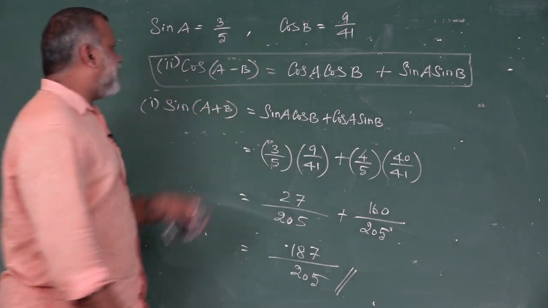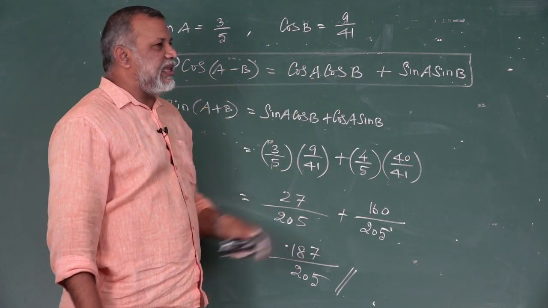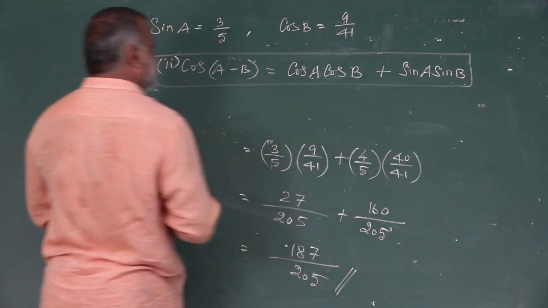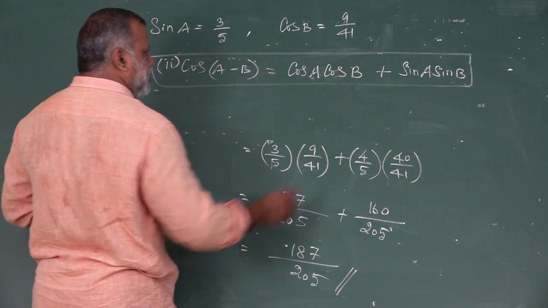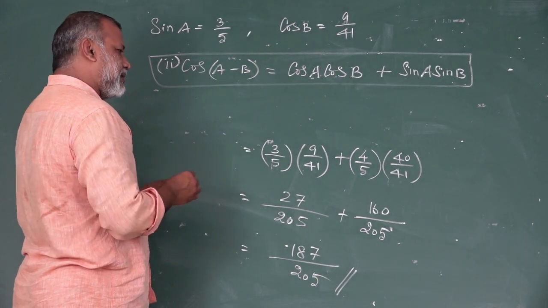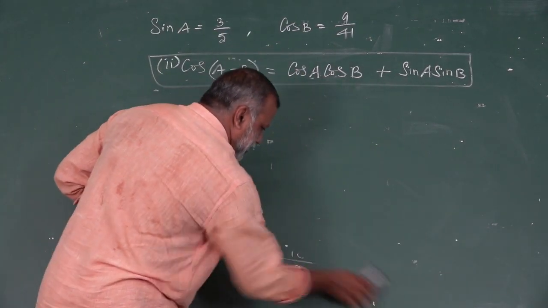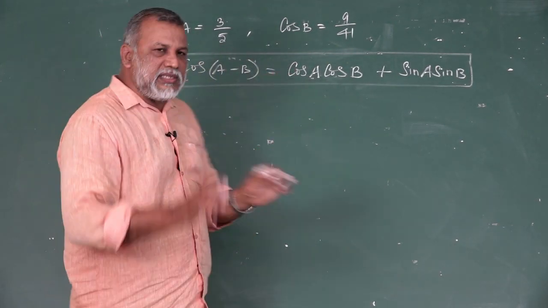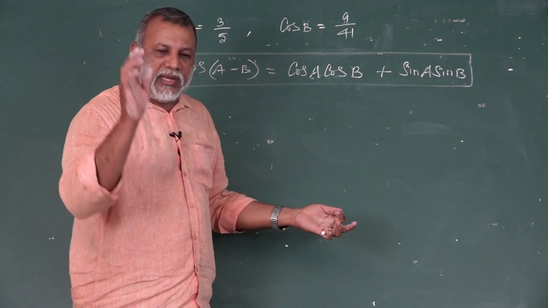So just write down the formula: cos of A minus B equals cos A cos B plus sin A sin B. Just substitute all the data. Cos A already we worked out, cos B worked out, sin A worked out, sin B. Then substitute, simplify, then verify your answer. This is your work, try yourself. All the data you already worked out. Your work is just to substitute and multiply, then simplify. You can get the result.